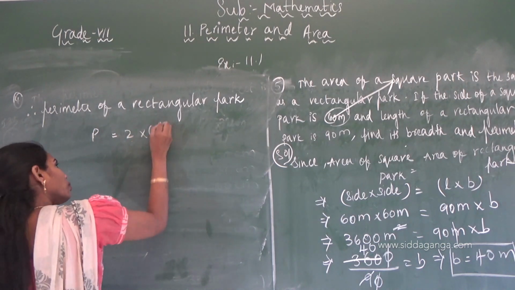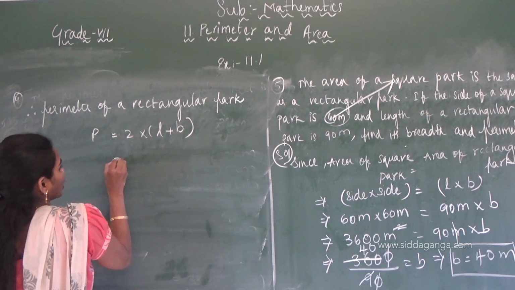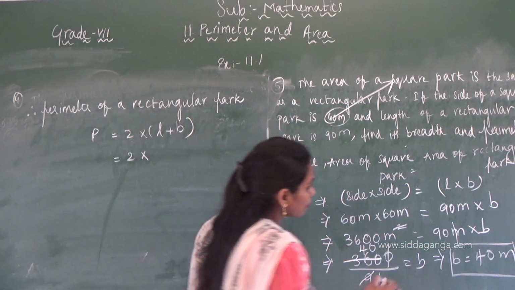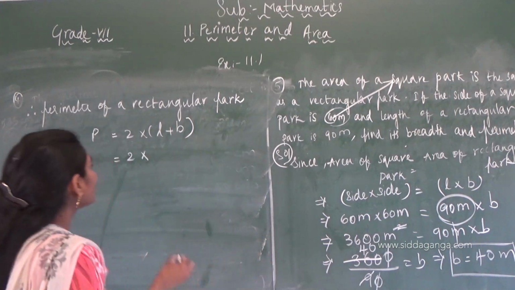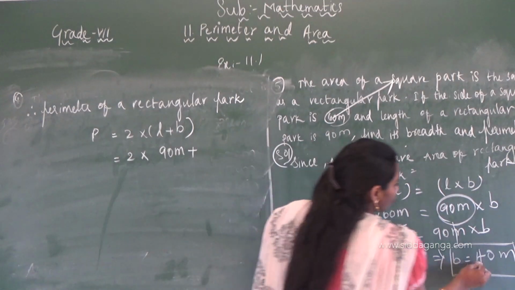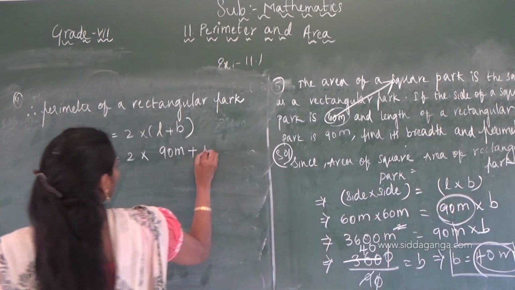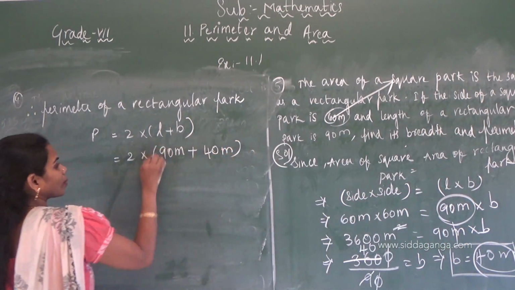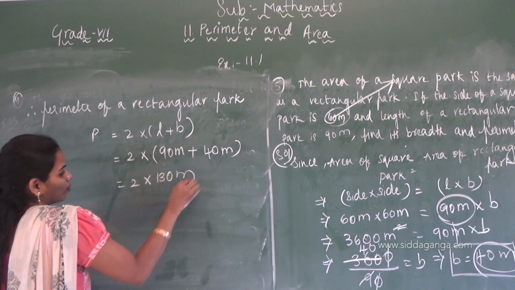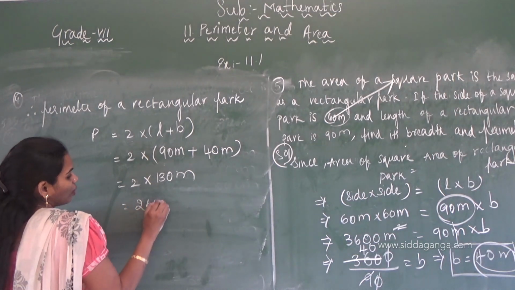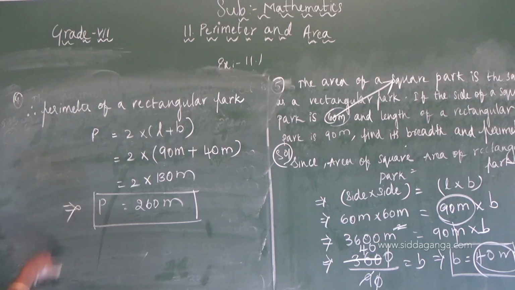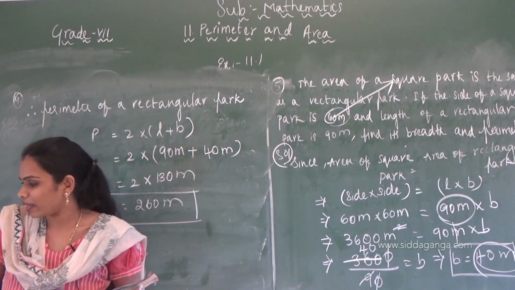2 into (L plus B). 2 into (90 meters plus B equals 40 meters). 2 into (90 plus 40), 2 into 130 meters, 260 meters. The perimeter is 260 meters.